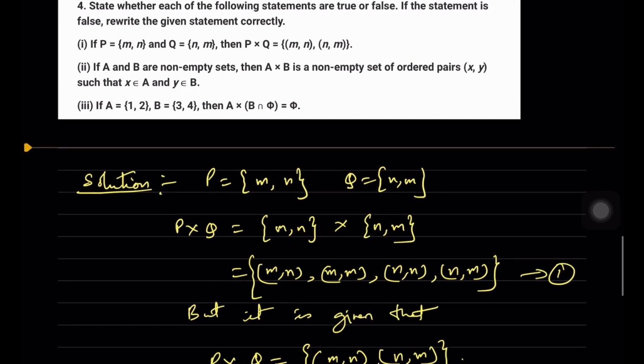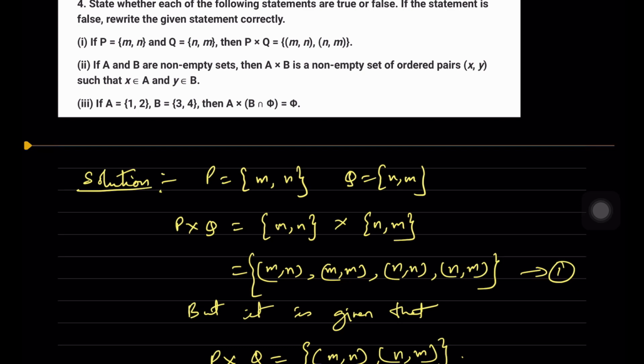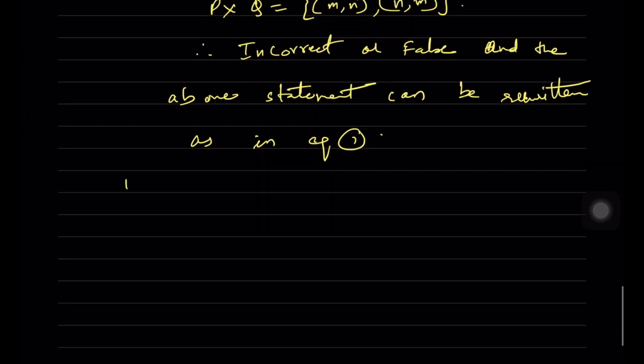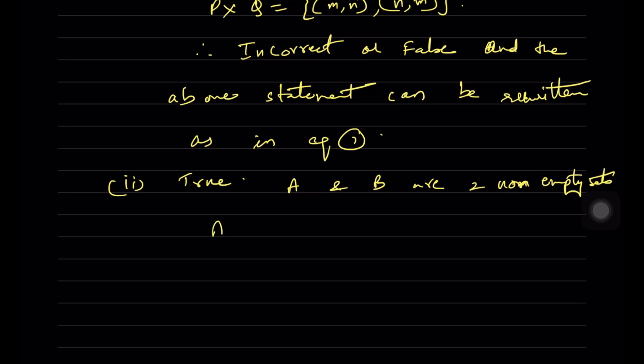Second one. What is the second one here? If A and B are two non-empty sets, then A cross B is a non-empty set of ordered pairs (x, y) such that x belongs to A and y belongs to B. So therefore this is absolutely true. Since A and B are two non-empty sets, then A cross B is equal to the set of all (x, y) such that x belongs to A and y belongs to B. So therefore it is a true statement.